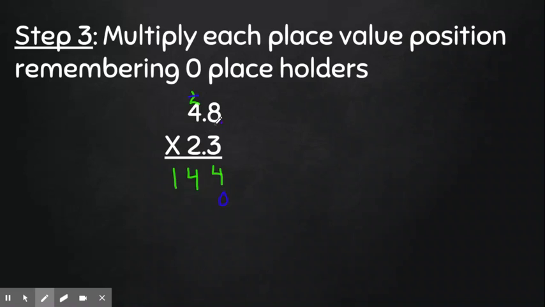2 times 8 is 16. I write my 6, carry the 1. 2 times 4 is 8, plus 1 more is 9. I've multiplied both of my numbers, not dealing with decimals at all.